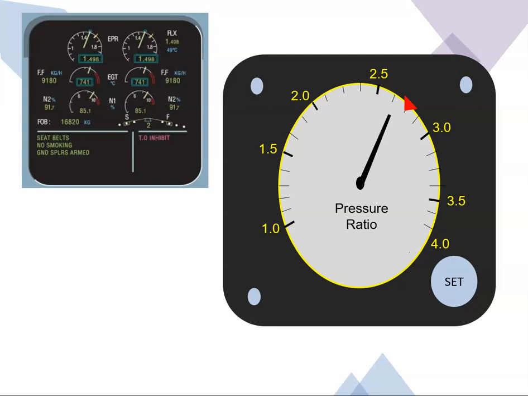When it's displayed in the cockpit, it can be a standard analog gauge, where you just read off what your engine pressure ratio is, or in an ECAM or EICAS system, it would be displayed something like that. Okay, so I hope that explains what engine pressure ratio is.